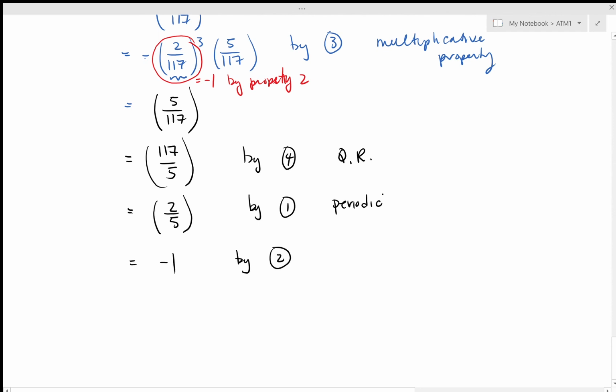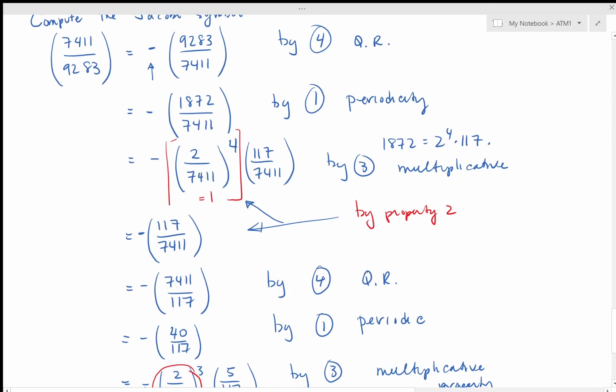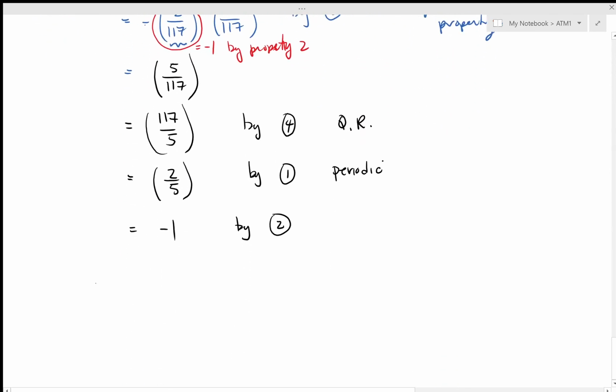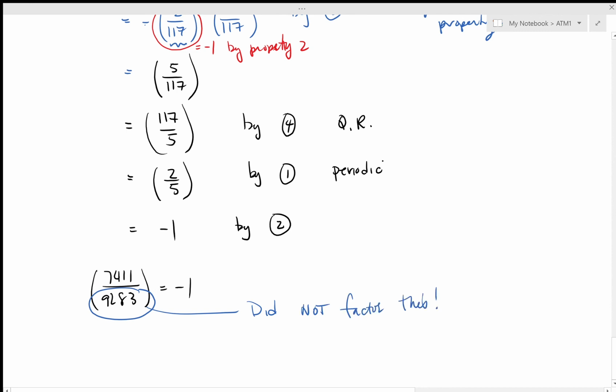Okay, so now I've evaluated the Jacobi symbol for, well, let me just write it down here at the bottom. I've evaluated this Jacobi symbol, 7411 over 9283, and I've figured out that it's -1. Okay, I did that, and I did not factor this number in the bottom. That's the key feature. So I did not factor this.